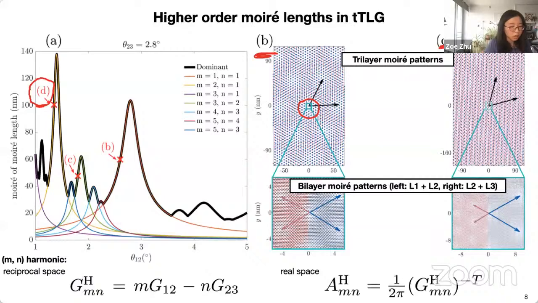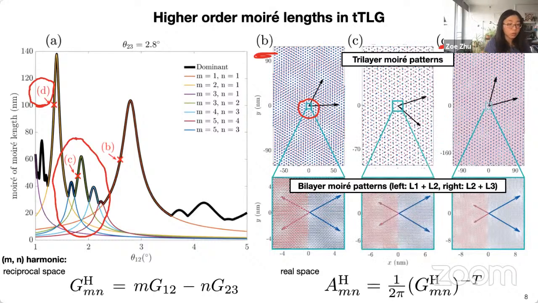But there are other regions where there are a lot of competing harmonics with similar length. And this is the following picture. And if we look at the picture on the top, you can see that there is no clear length scale that describes the trilayer moiré pattern.